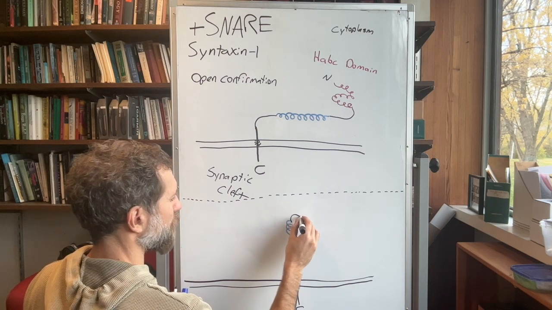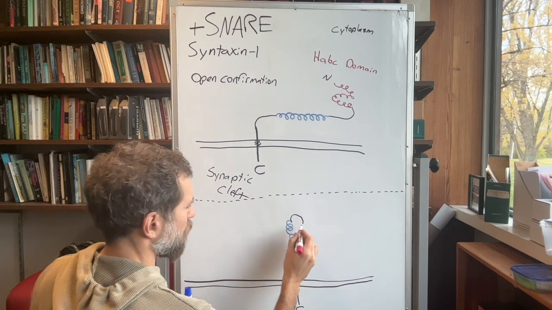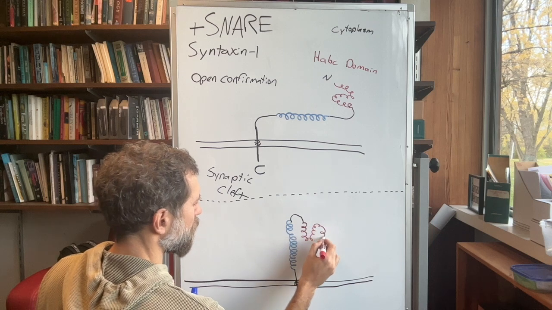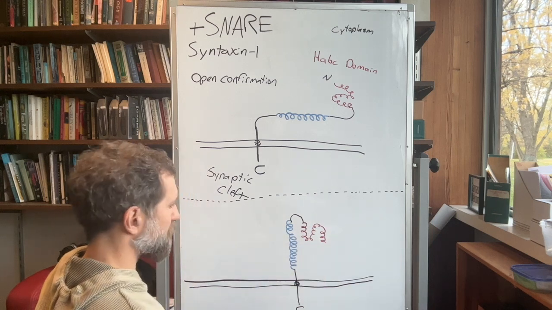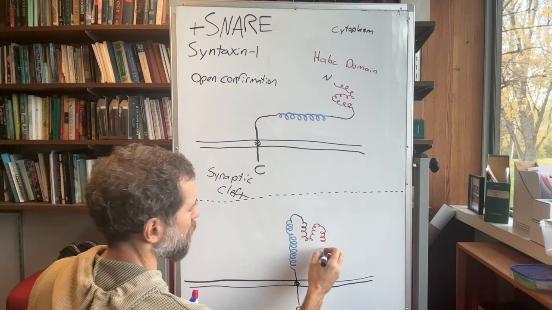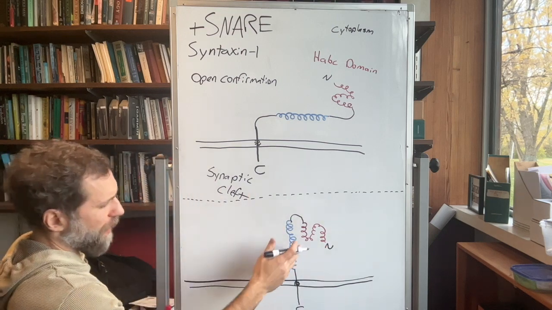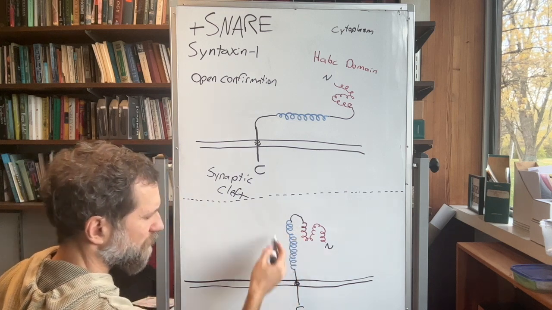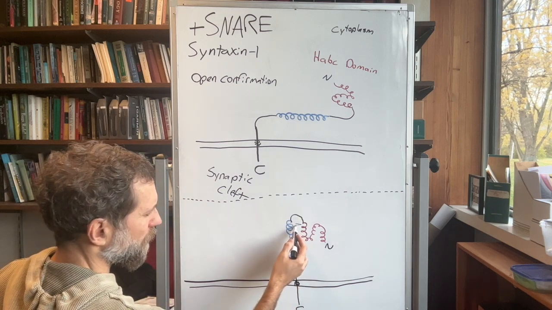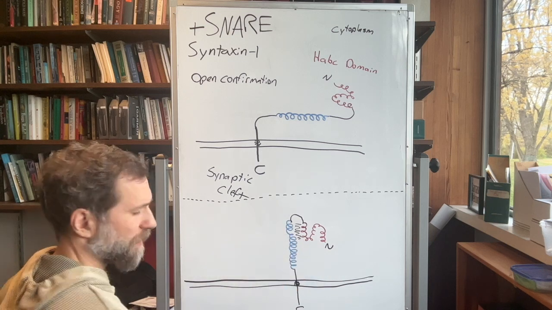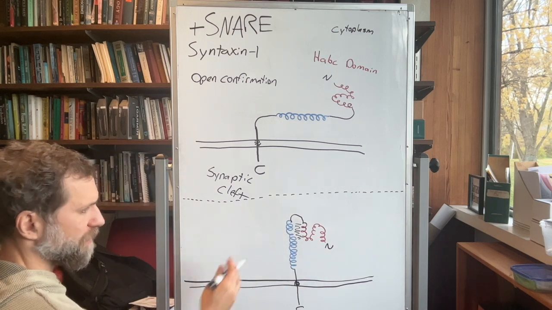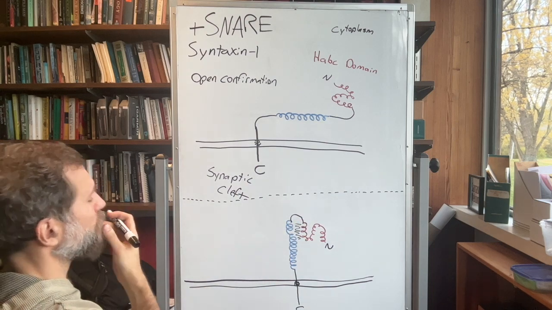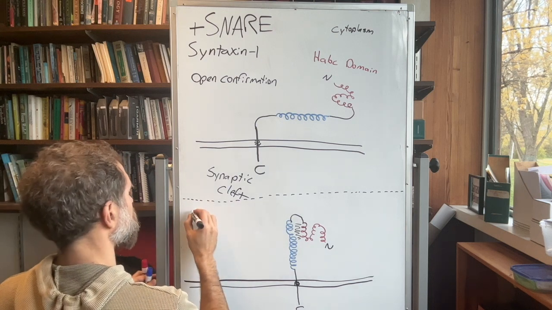And now, instead of an open conformation, it's going to be in a closed conformation. And it's closed because this HABC domain is now folded back and is now interacting with the snare motif. So it's actually bound right here where I draw this black squiggly line that just indicates that these are interacting with each other. And so this is what we call the closed conformation.